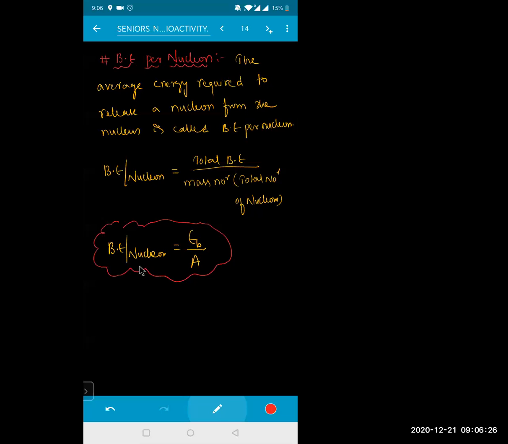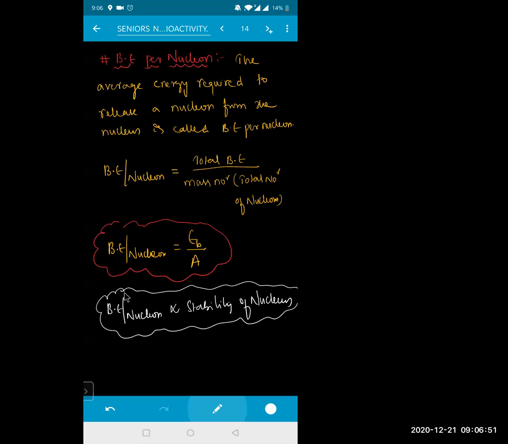That means binding energy per nucleon is directly proportional to what? Stability of the nucleus. I can say that binding energy per nucleon is directly proportional to the stability of the nucleus.